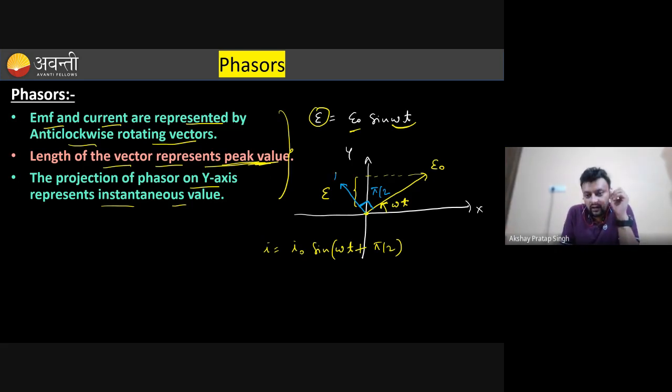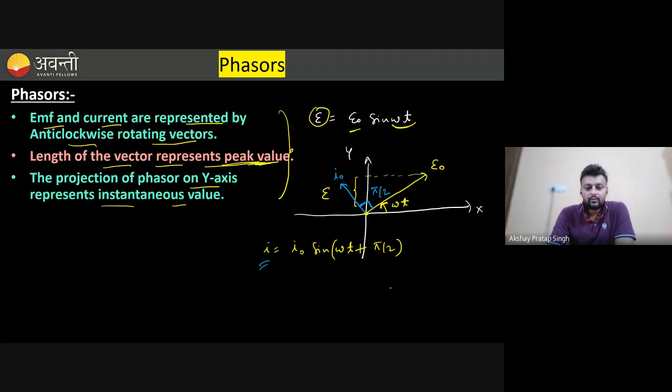And this is what? I naught. The length of this vector is I naught. And its projection on the y-axis is what? The instantaneous value of current I. I hope you can draw the phasor diagrams. Clear.